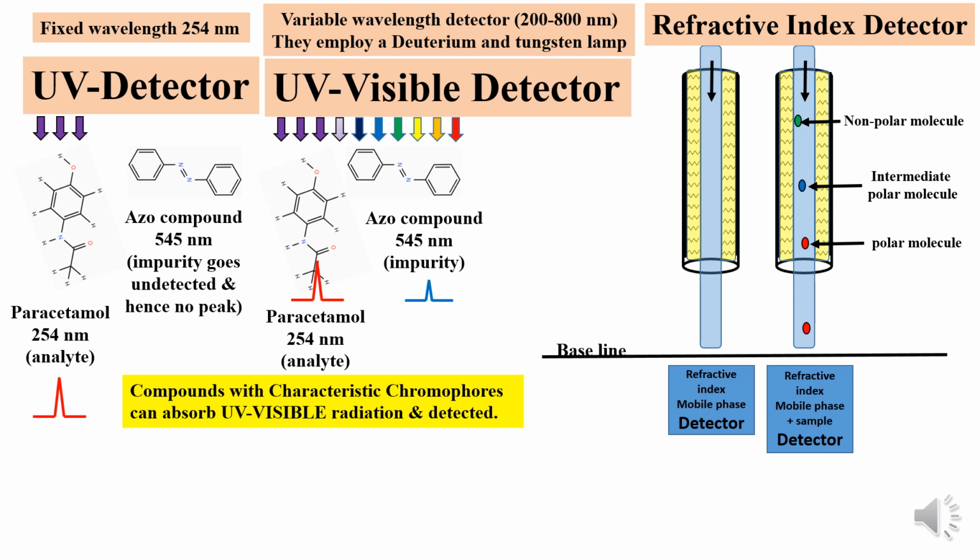Now the detector measures the refractive index. Now the refractive index of the system changes. Why? Because the sample is changing the refractive index of the system. So the detector measures the refractive index of both the mobile phase as well as the sample together. Now it measures the difference in the refractive index between the sample and the mobile phase. And a peak is seen based on the difference in their refractive index.